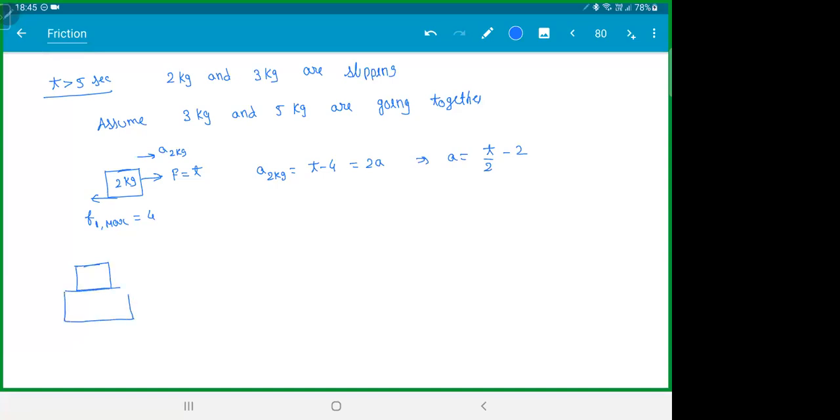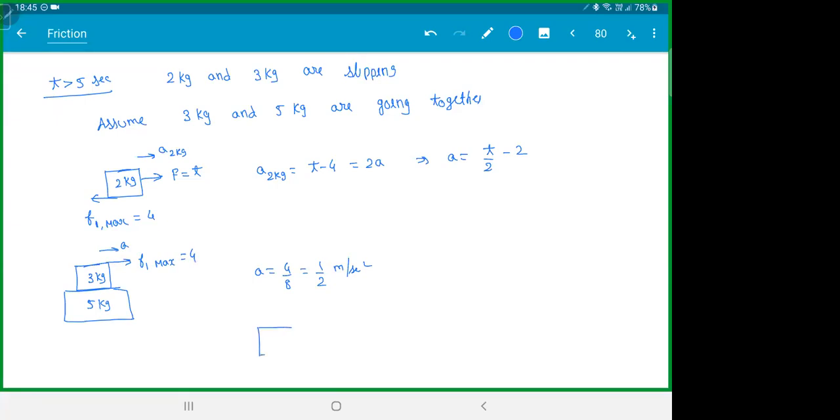So now when we take these two, 3 kg and 5 kg, so the forces will be F1 max is equal to 4. Let this acceleration be A. So we get A is equal to 4 by 8. That is equal to half meter per second. But you need to check again whether they're going together or not.